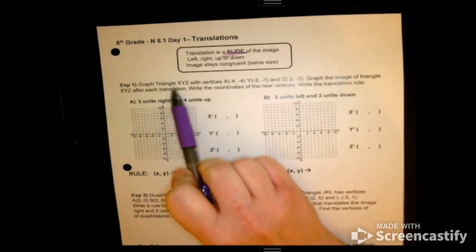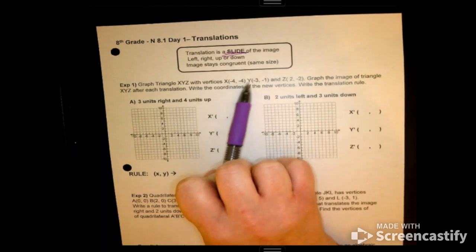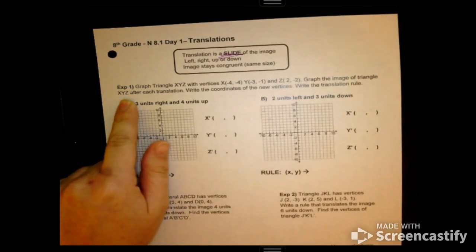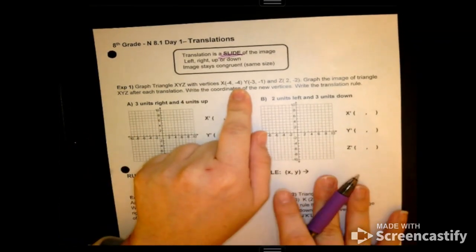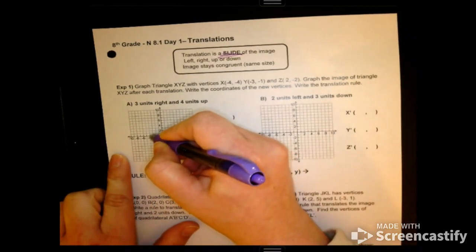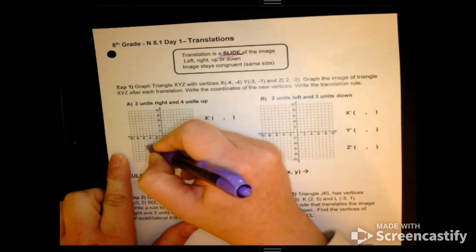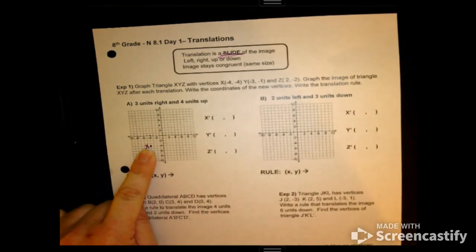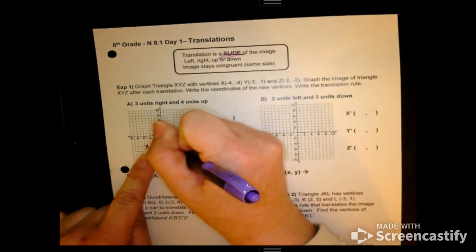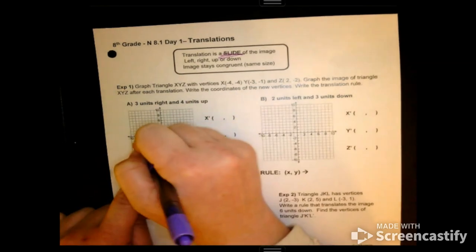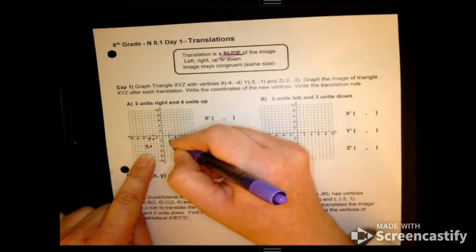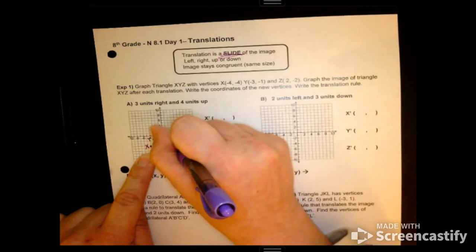Okay, so it says graph triangle XYZ with the vertices (-4, 4), (-3, -1), (2, -2). Graph the image of the triangle after each translation. All right, so what do you think we do first? Graph them. So (-4, 4), I go over to -4, up 4, and you need to label. So that's X. All right, then (-3, -1). So 1, 2, 3, and then -1. What point is that? Y. All right, my last one is (2, -2), and that is point Z.